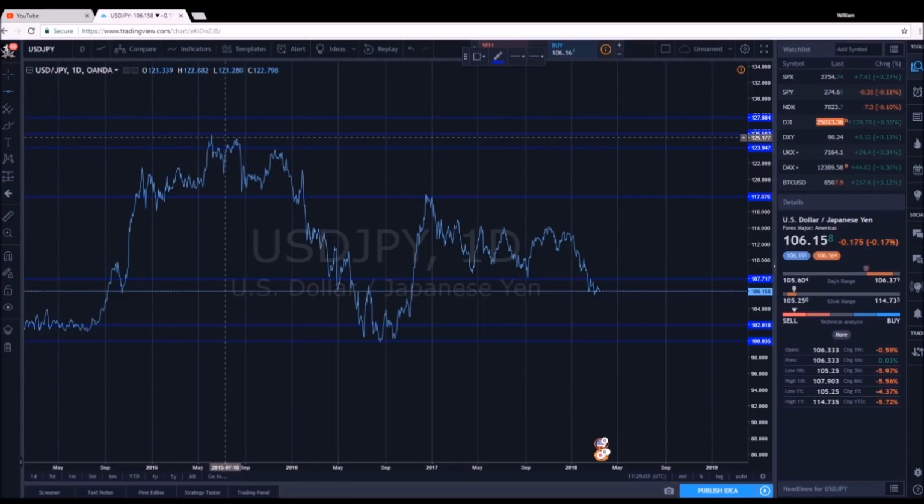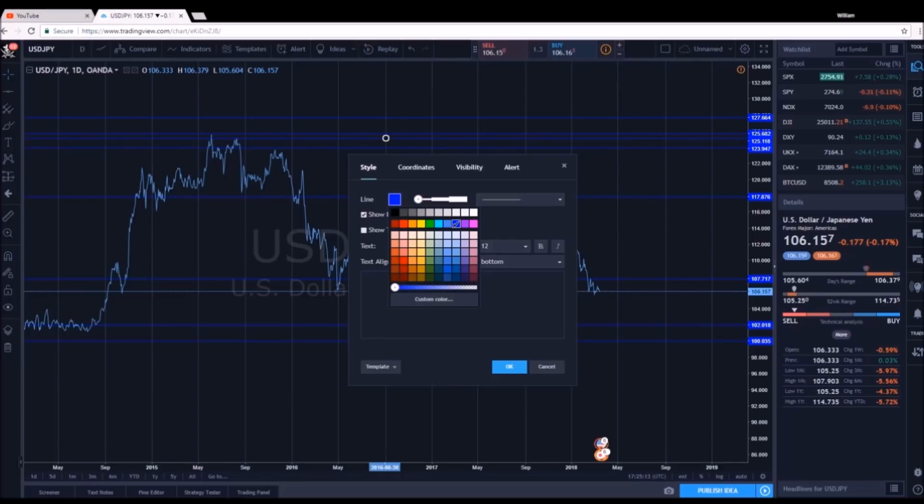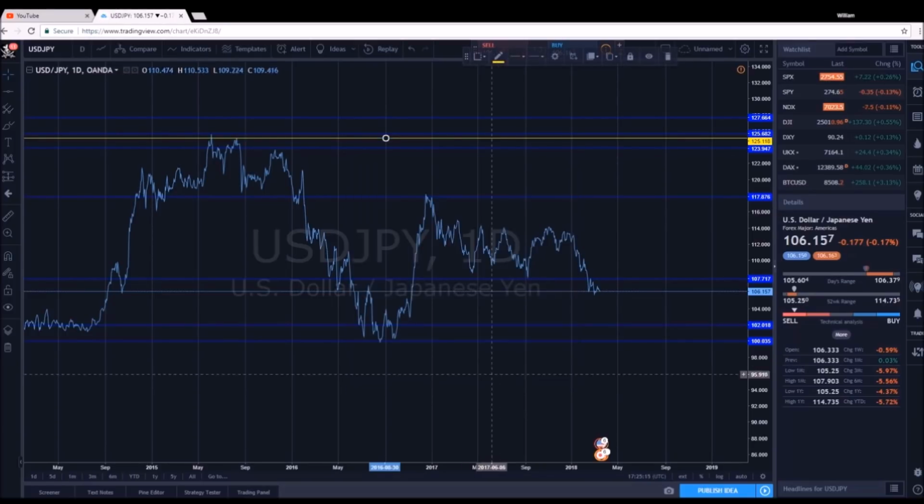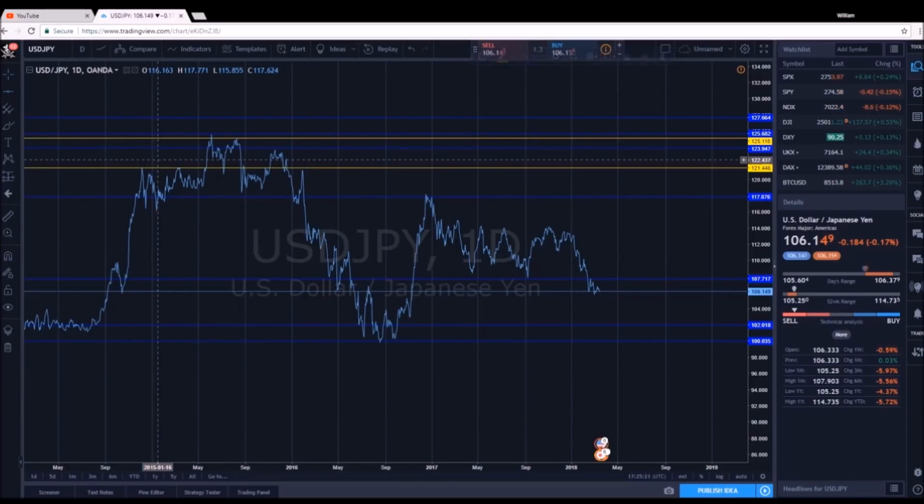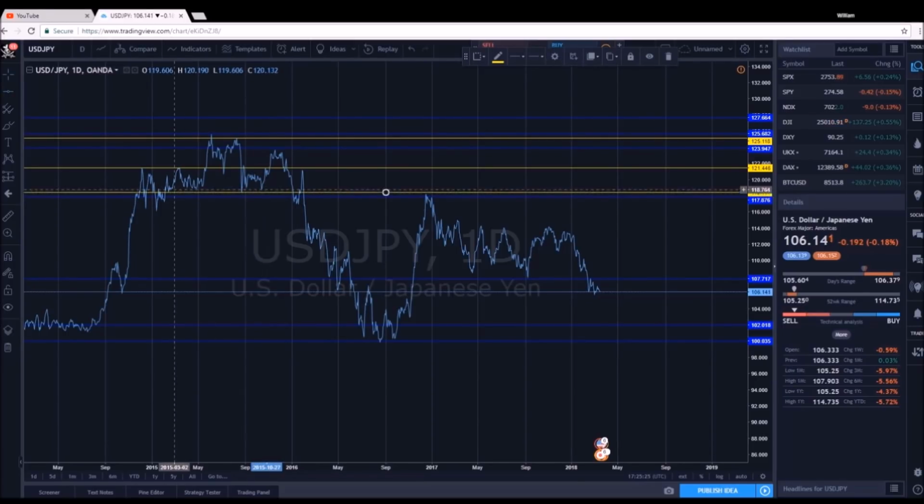Obviously we have these zones here. We can mark these, and these are going to be changed. These are going to be minor zones. Yellow, we'll go with that, make it easy to see. We got this one here that was formed. We've got this minor support area that was formed in here.